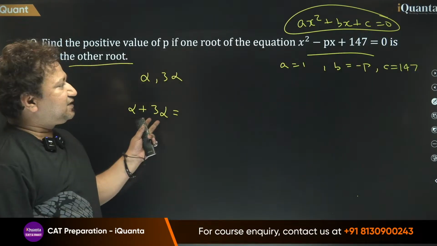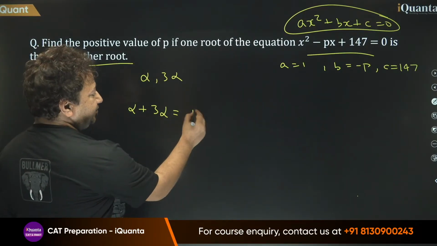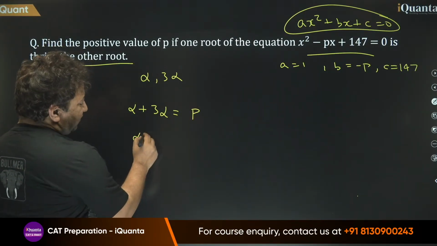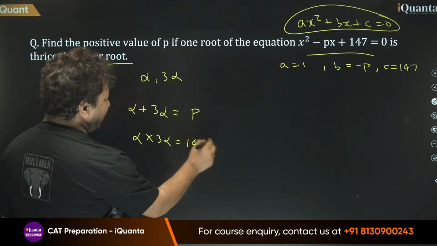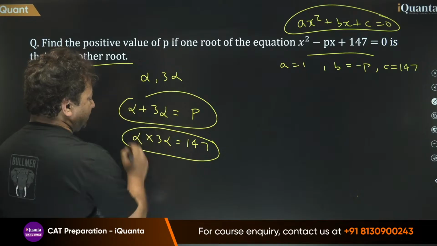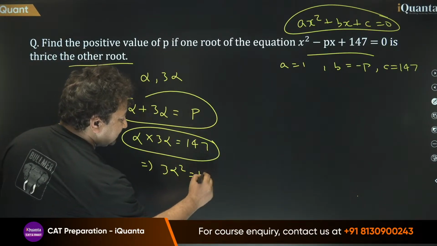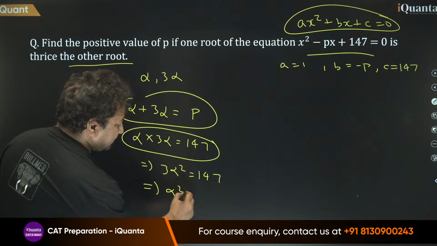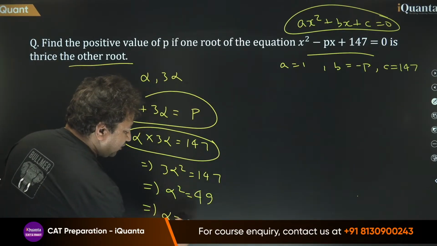So alpha plus 3 alpha is always minus b by a. That will be p. And product of roots, alpha multiplied by 3 alpha is always c by a. C is 147. That is what we have with us. These two things. The second, I can write 3 alpha square is equal to 147, which means alpha square is equal to 147 by 3, that is 49. So alpha will be equal to plus 7 or minus 7.